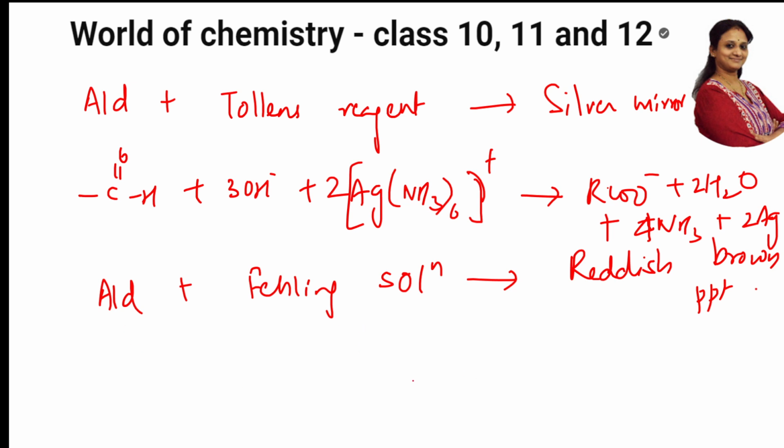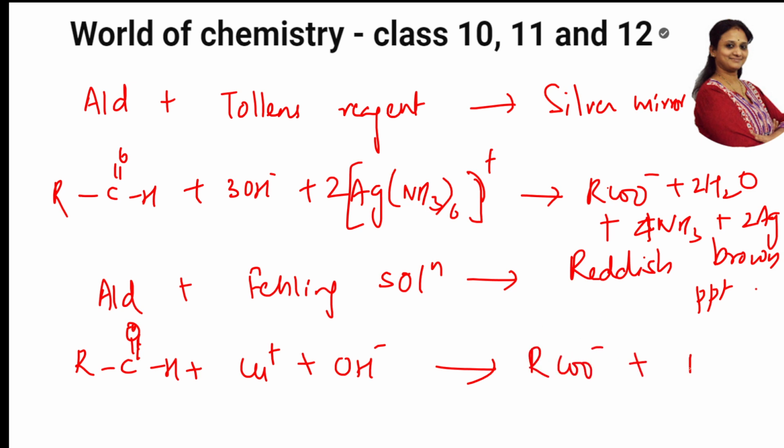Same in this case, aldehydes plus Fehling solution. I'm just writing the product, students. Okay, I'll write it for you, so as not to mislead you with anything. Copper ion plus OH gives me RCO minus plus water plus Cu2O. This is your red precipitate compound, reddish brown precipitate. If I have to balance, 3, then 5, this is 2. So that means aldehyde with Tollens reagent will give me a silver mirror. Aldehydes with Fehling solution will give a reddish brown precipitate.